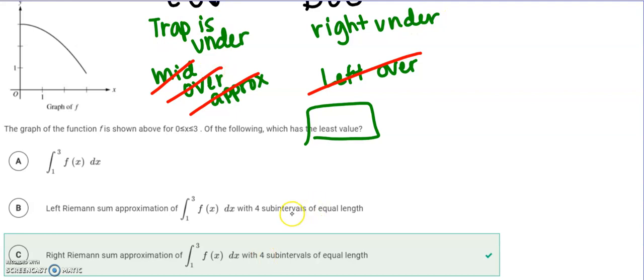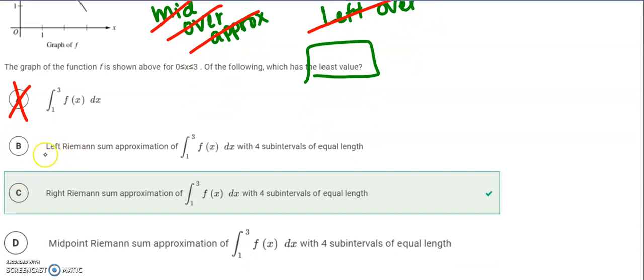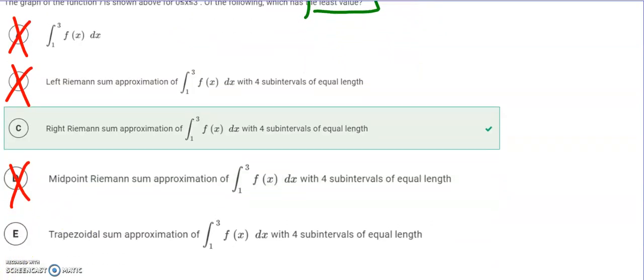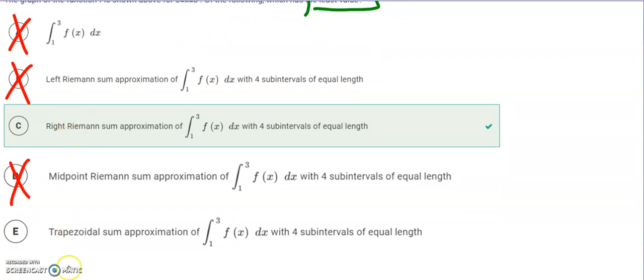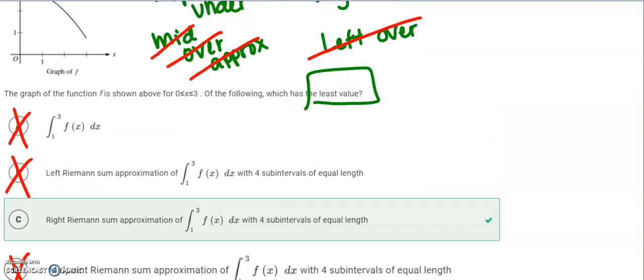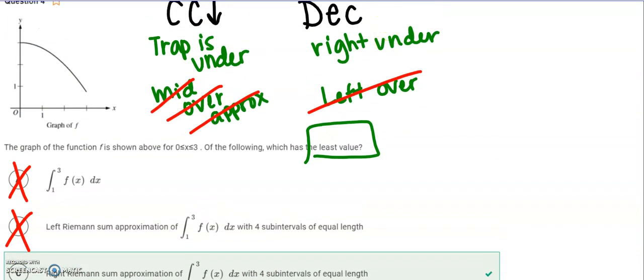We're supposed to use 4 subintervals of equal length. This is a perfect amount. It's not an approximation, so that can't be it. Here we have a left, that can't be it. Here we have a midpoint, that can't be it. So we're down between trapezoid and right Riemann. We're supposed to have 4 subintervals. So even without finding all 4 subintervals perfectly, although you could if you wanted to, let's just talk about 3 for a second.